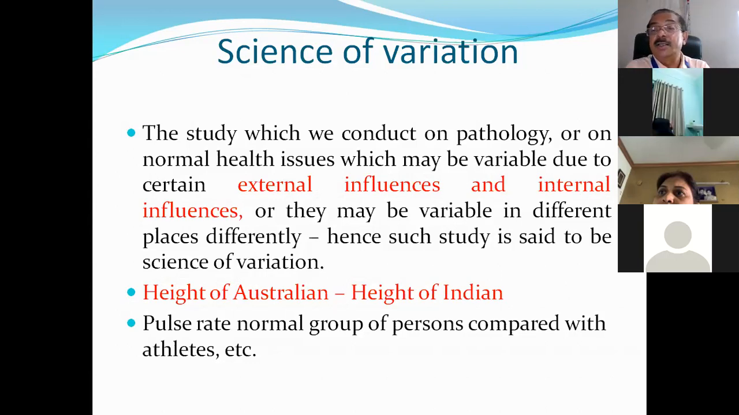So science of variations means, even though it is normal, there is some variability due to various factors like internal or external factors, genotype or phenotype, and it is still said to be normal, and that we have to keep in mind. And that is why surveys are done, so that they can come to the conclusion that this is the normal.